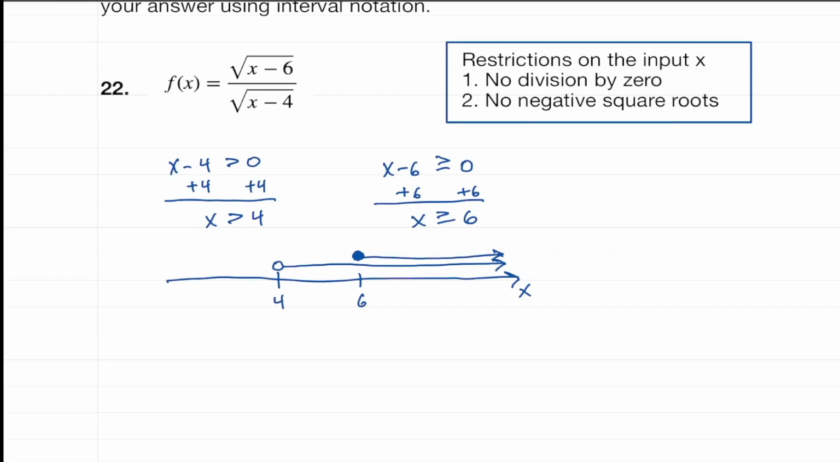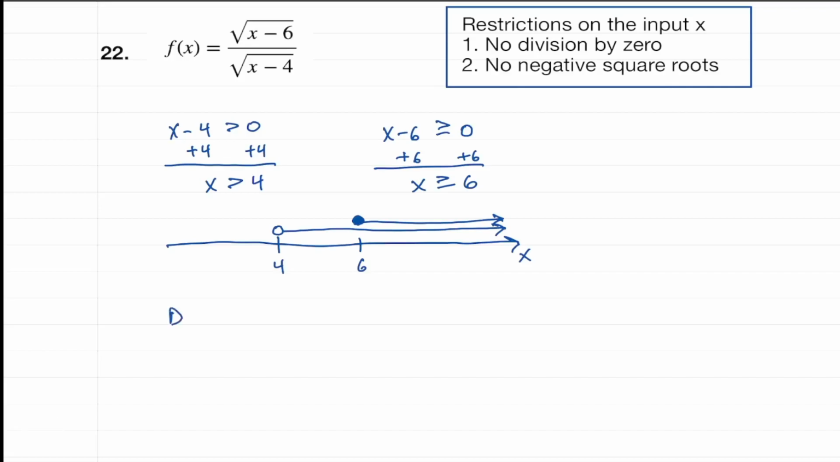Okay, so our overall answer has to be where both of these are satisfied, and that's from 6 on and including the 6. So we can say the domain is, and we have to use interval notation, and so since 6 is allowed, we will use a bracket, and then it can be anything after that, so anything bigger than 6, so it's going to go from 6 to infinity. Infinity is never included, so we always use a parentheses.